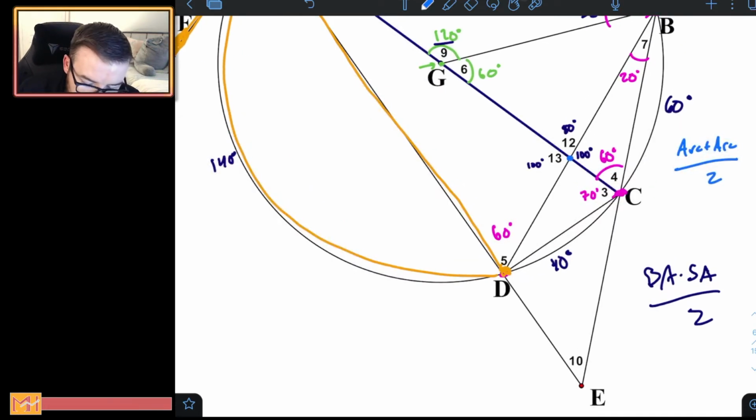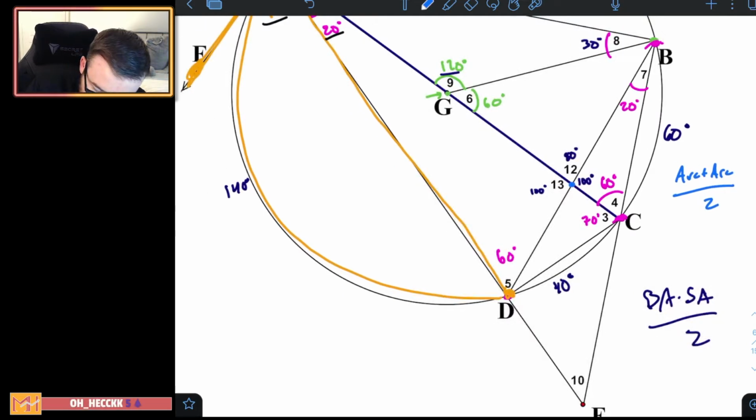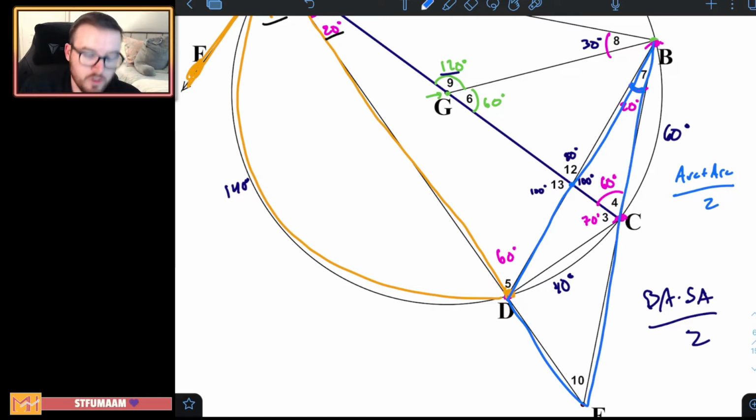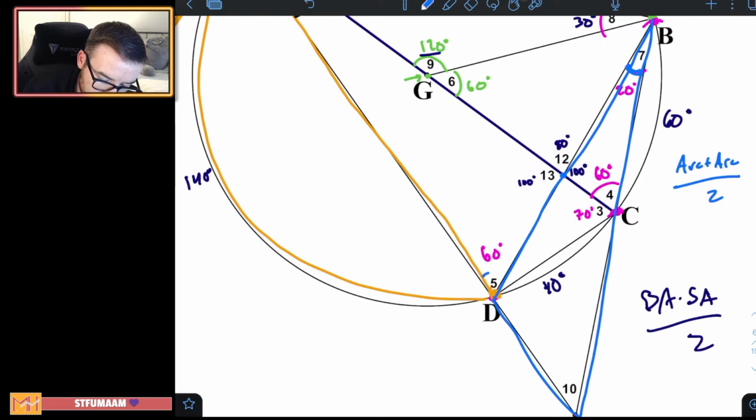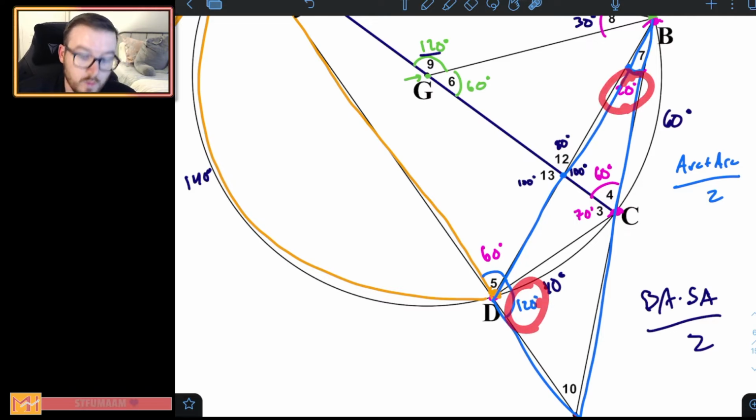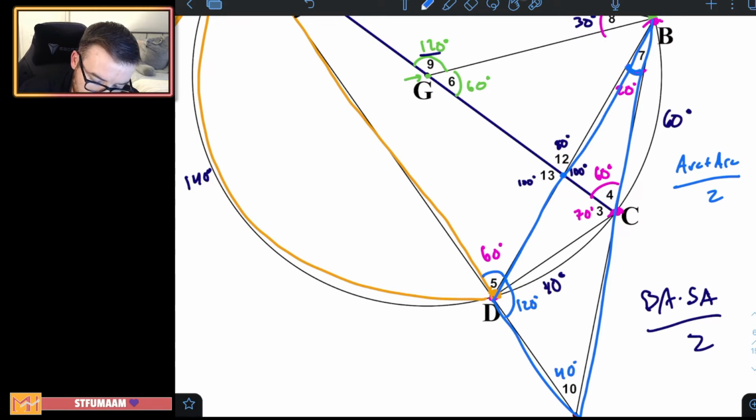If I were to be clever, I can't help but notice this giant triangle right here. And I know that this upper angle is 20. And I know that if this is 60, this has to be 120 because it's a linear pair. So 120 and 60 make 180. So with that being said, if this is 120 and this is 20, 120 plus 20 is 140. So that means angle 10 has to be 40 degrees for a total of 180 in that light blue triangle that I drew.